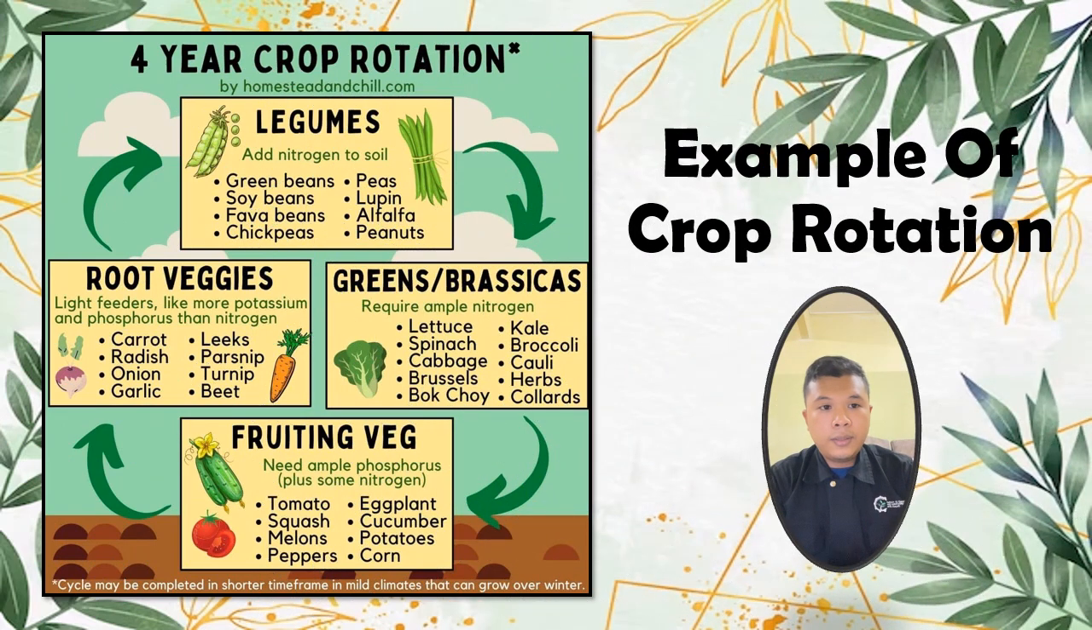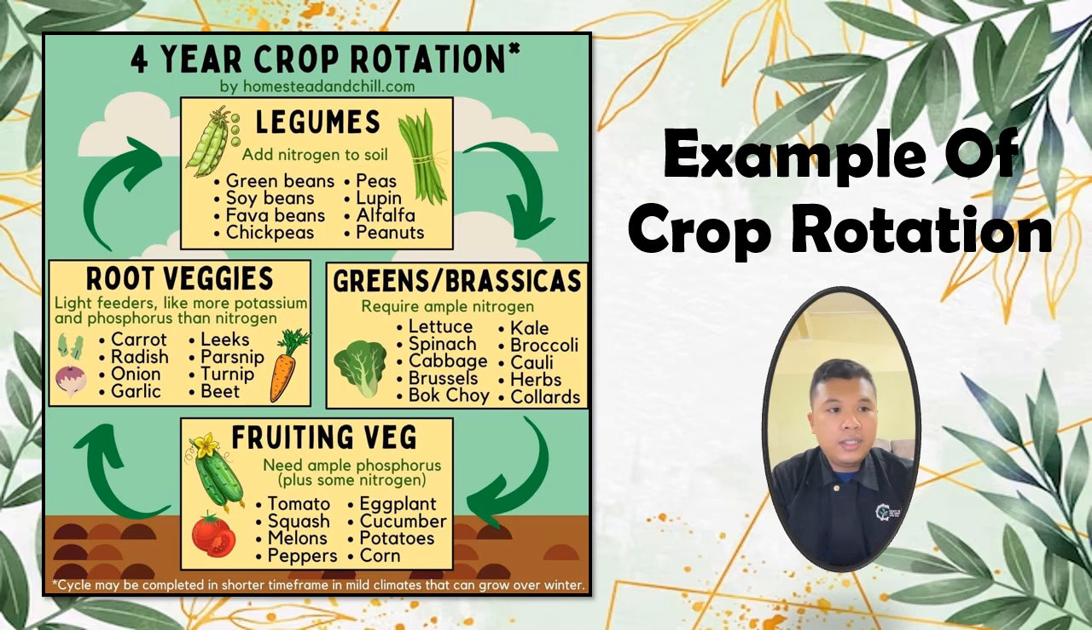Let's see the example of the crop rotation. So this is an example of a four-year crop rotation. For the first year, we plant a legume such as green beans, soybean, chickpeas, lupin, alfalfa and peanuts. Legumes give added nitrogen to the soil.